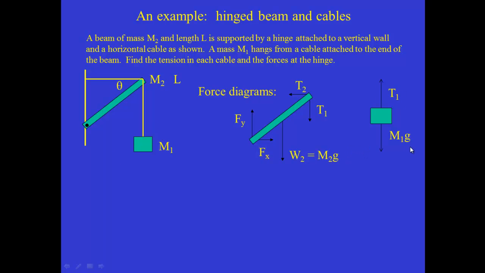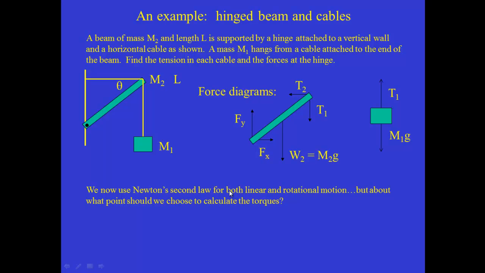So we've already got one of the tensions, which means there really are only three unknowns left in the problem: T2, Fy, and Fx. So we will now use Newton's second law to write down the conditions for equilibrium, but the question is, at what point should we choose to calculate the torques around? Where should we put the rotation axis?